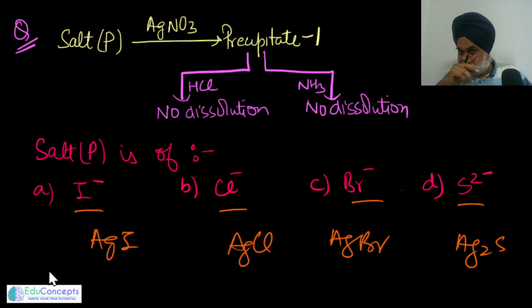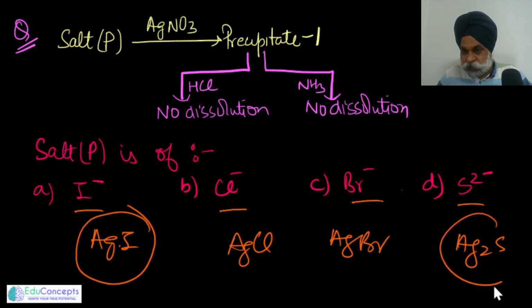Now he is saying that precipitate 1 does not dissolve in HCl. So now here the information is that AgI, AgCl, AgBr, Ag2S, all of these would not dissolve in strong acid. This we have discussed 2-3 times in the previous lectures. But definitely these can dissolve in ammonia except for these two. These two would not dissolve in ammonia. So the point here is, what answer do we select here?